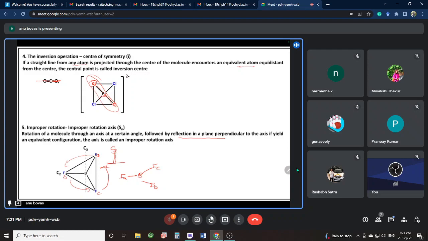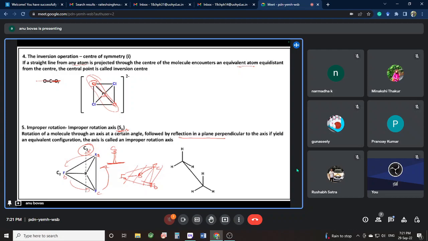So perpendicular means like this. Like this we are keeping a plane. That means it is passing through the middle of each boron and fluorine atoms. Consider it like that. So it has an exact mirror image and exact equivalent configuration. It doesn't change at all. So if such an axis exists, it is called an improper rotation axis, represented by Sn. Here n will be 3 because it is first rotated along the C3 axis. Similar exists in the case of ethane also. These are the 5 symmetry operations and the symmetry elements associated with them.